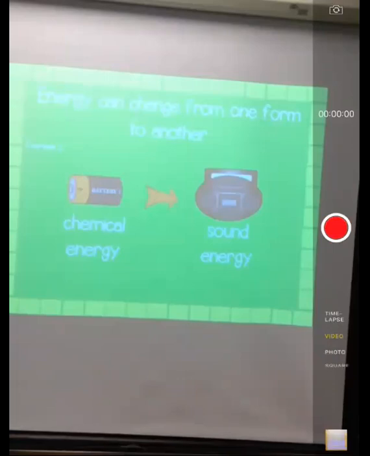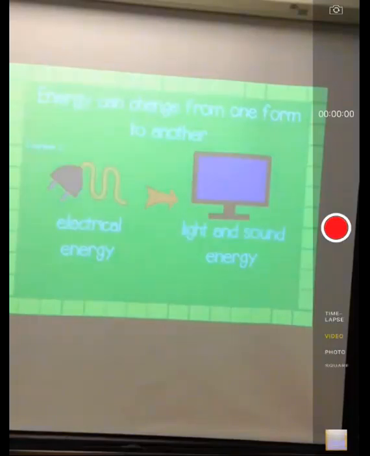Example 3 is coming. Energy can change from one form to another. Example 3. When you plug the TV in, you got electrical energy coming in, and what comes out is light and sound energy. So it's energy changing form. You ever get a question about energy changing forms? You know that it does. Don't spend too much time drawing elaborate pictures. Make them quick little sketches. Okay.